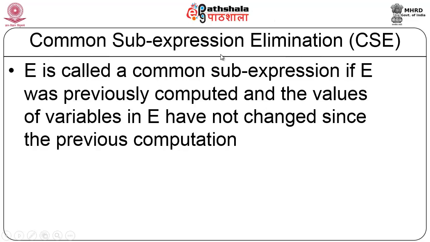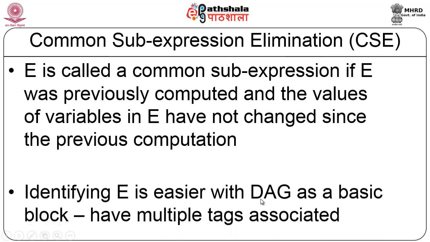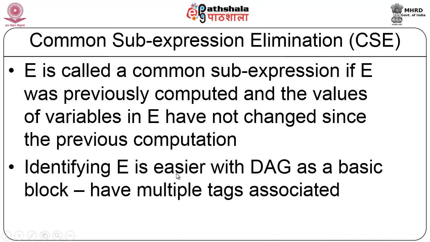So, this is called common sub-expression elimination. As the name itself says, the expression is going to be common, and we are going to get rid of computing this expression at multiple positions, and rather reuse the same expression computed earlier. Identifying E is easier with the DAG of a basic block, where multiple tags can be associated. In one of the modules we have already discussed the construction of the DAG. Similar to how the DAG is constructed, this identification of common sub-expressions becomes easier. We will see again in this module how to locate it.